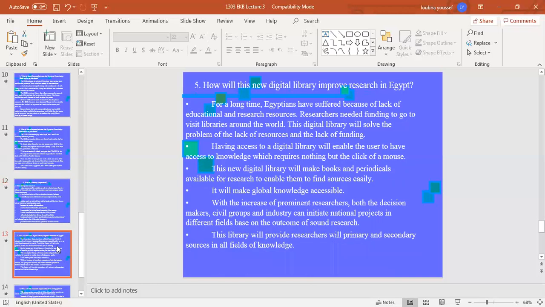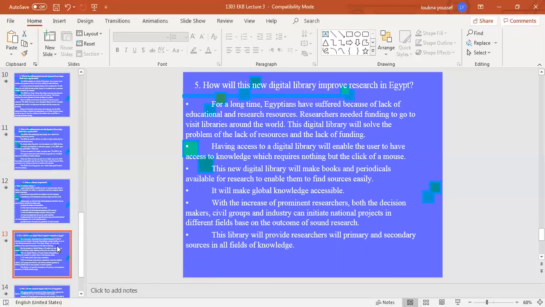Now, let's move on to question number five. How will this new digital library improve research in Egypt? And I am going to discuss with you the first point, which I think is the most important.